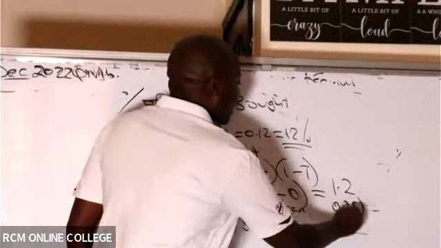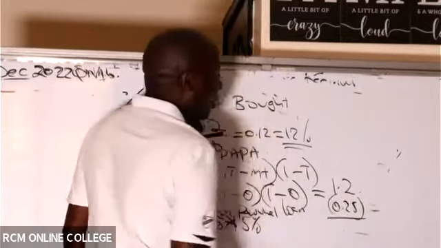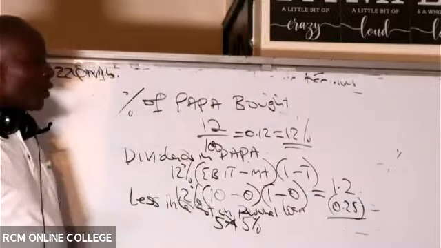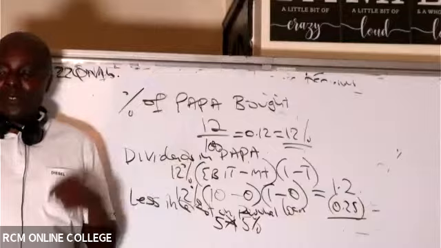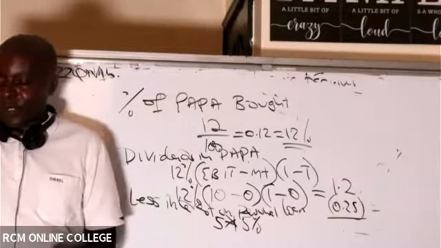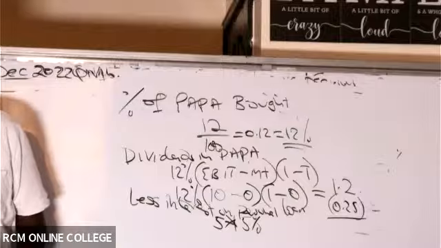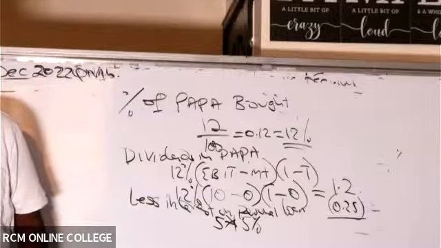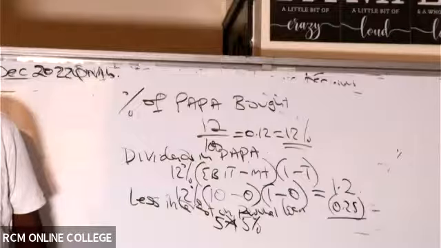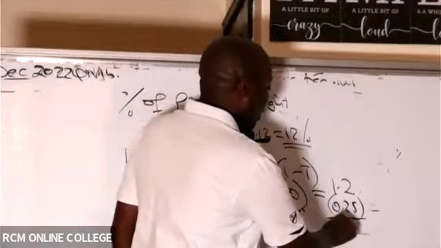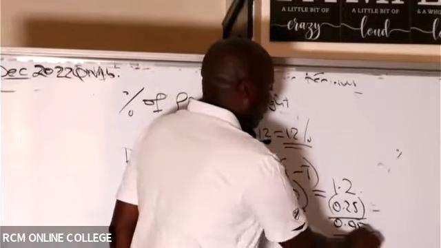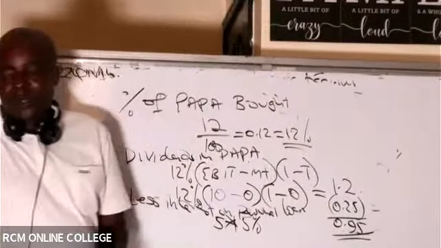So you subtract this out of 1.2. How much will you get net of the interest? 0.95, isn't it? So he gets here 0.95. 0.95 is what he shall get.